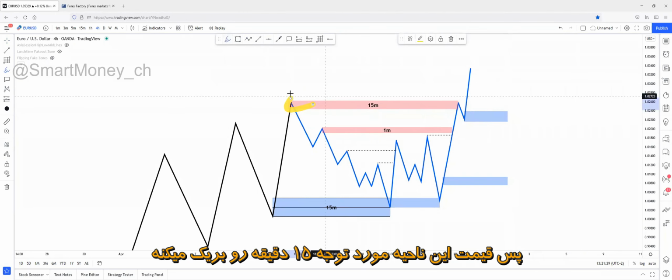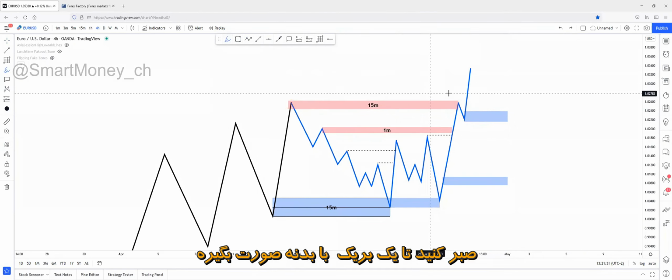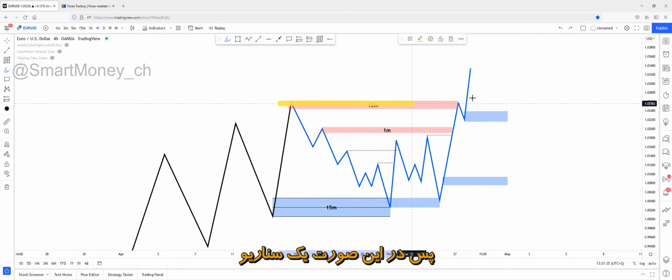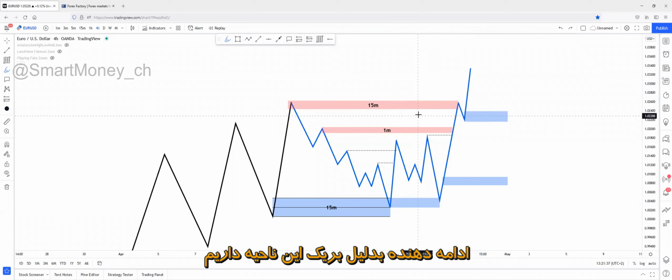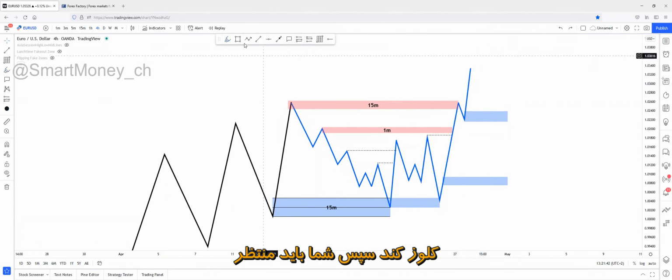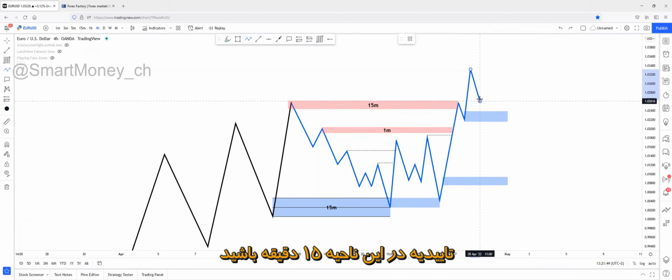So price breaks above this 15-minute POI. What can we do in this case? We can wait for a body closure right here. So if this candle closes with body above this supply zone, then that will be a confirmation for the break of this zone. In this case, if price closes above with the body, then you can wait for a confirmation on this zone, this 15-minute zone.